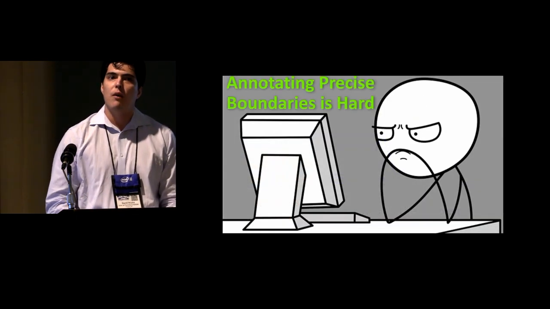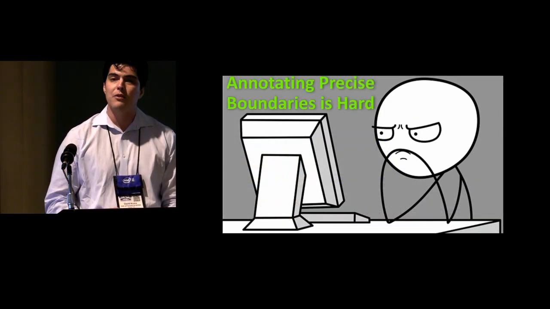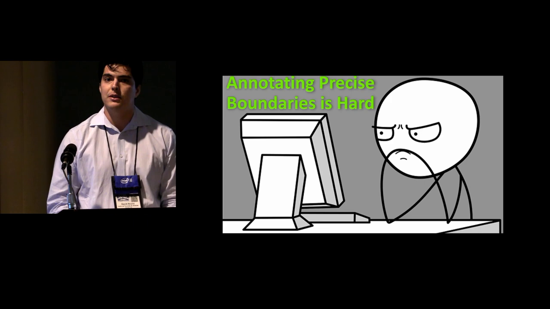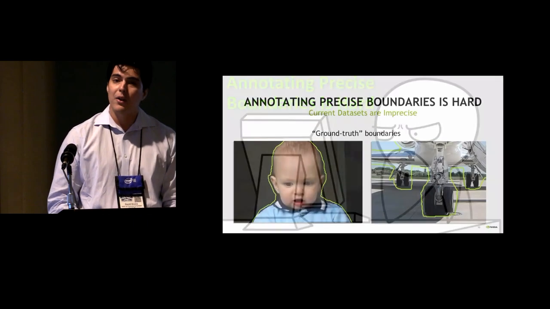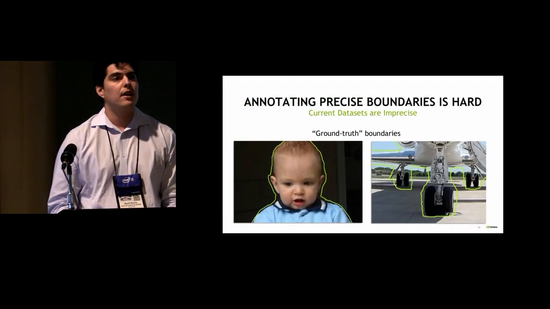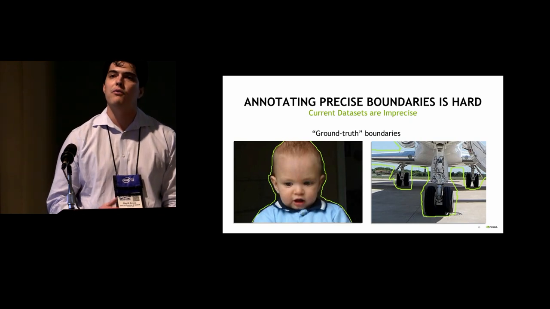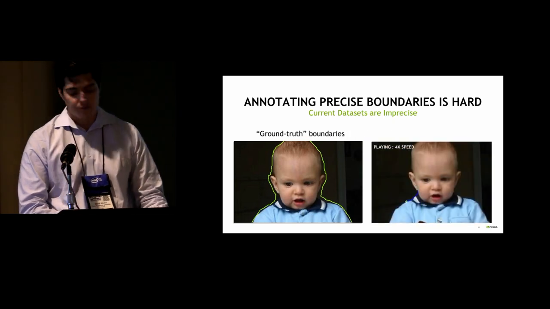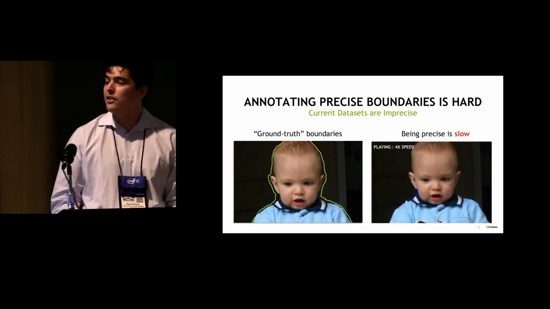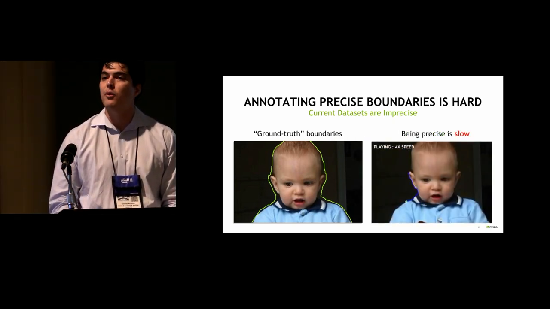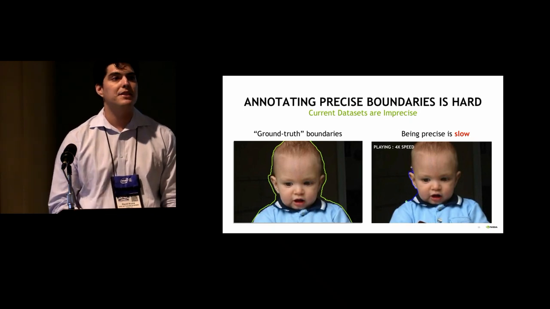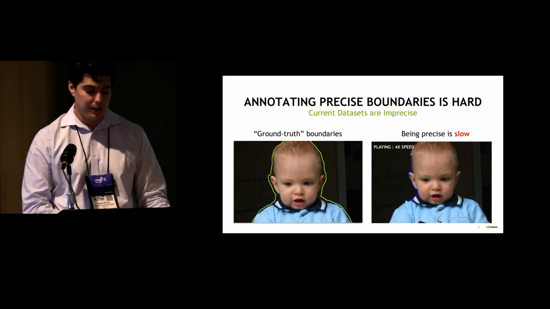We believe that one of the main problems is due to the difficulty arising during the labeling process. In other words, if your model never sees accurately annotated boundaries during training, then it's very hard for it to make accurate predictions at test time. Here we show two annotated examples from a very popular data set. We can see that these annotations are quite imprecise. However, re-annotating to perfection will take a considerable amount of time, and it will be very challenging due to the nature of this task.